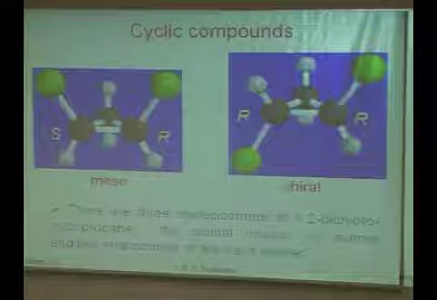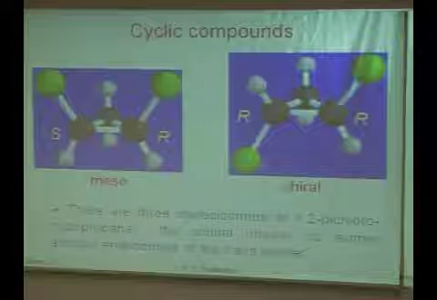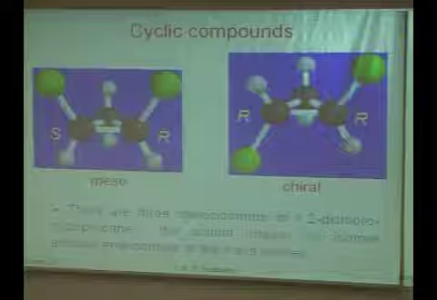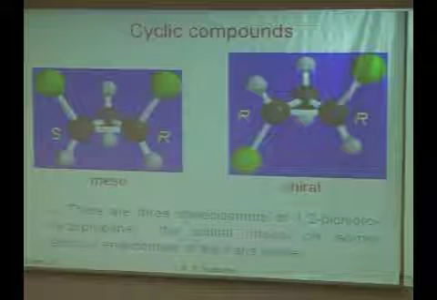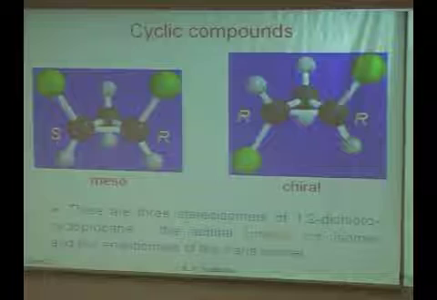This compound is chiral. It does not have a plane of symmetry. It does not have a center of symmetry. So the cis has a plane of symmetry. The trans does not have a plane of symmetry.